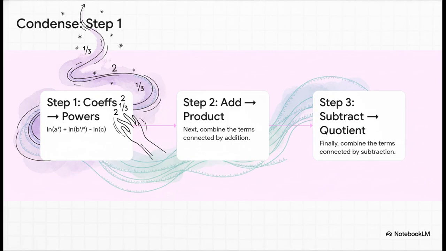First step, we use the power rule in reverse. All those numbers sitting out in front of the logs, they're going to move up and become exponents on the stuff inside. So that 2 hops up to become a power on the a, and the 1/3 moves up to become a power on the b.